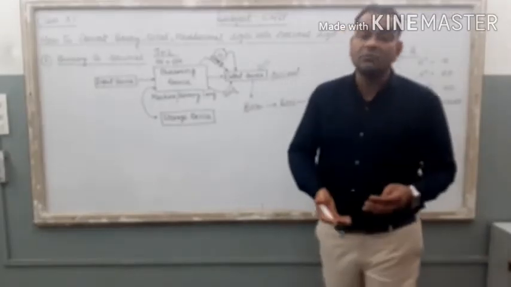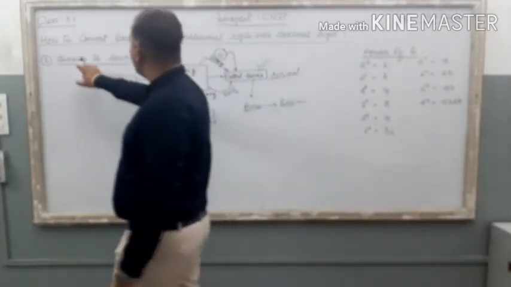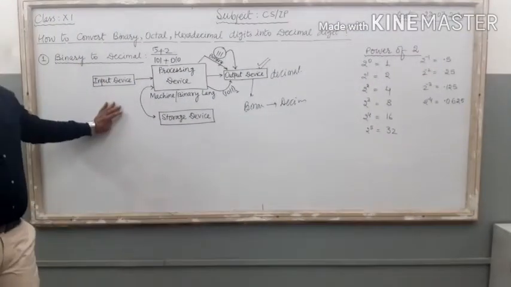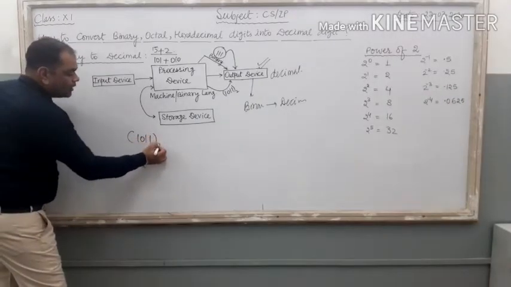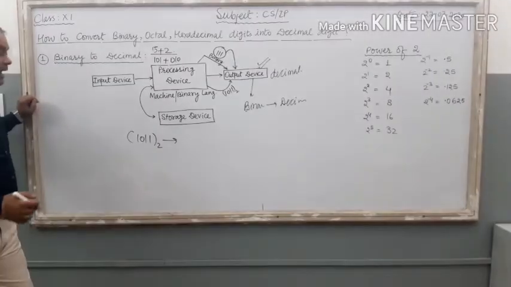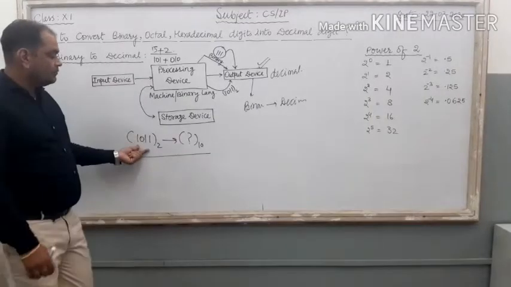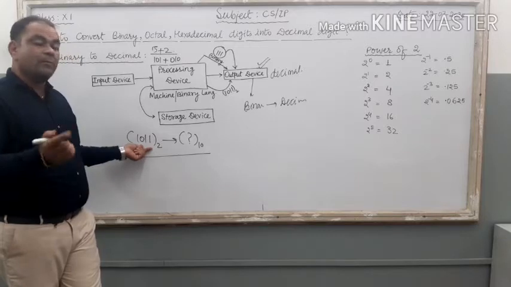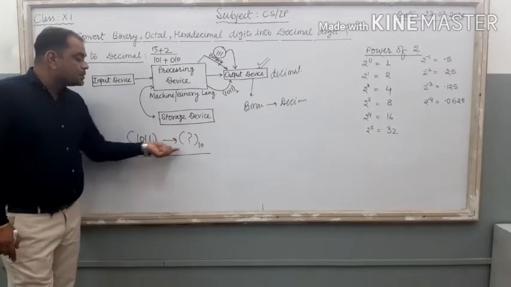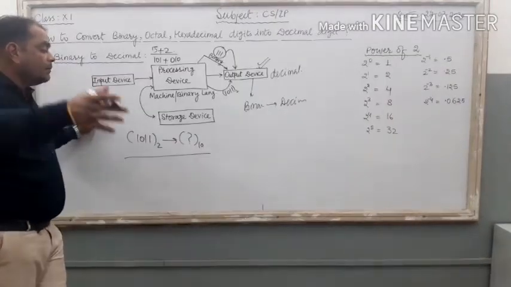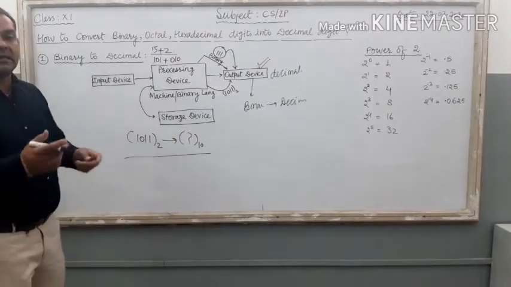Now what is the process to convert binary into decimal? This is our today's topic: how to convert binary into decimal. Clear? Now just take an example. Suppose a binary number 1011, and we want to convert it into a decimal number. It is a combination of 0s and 1s, a combination of bits. Bits are known as binary digits, right? This type of question you may see in the coming question papers. So this is our today's class, how to convert a binary number into a decimal number.